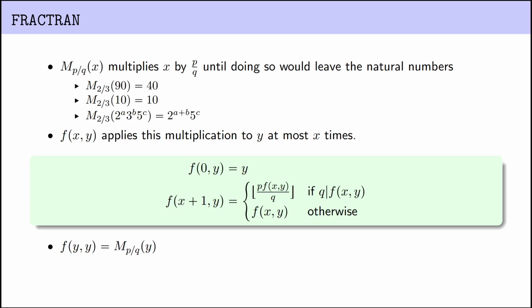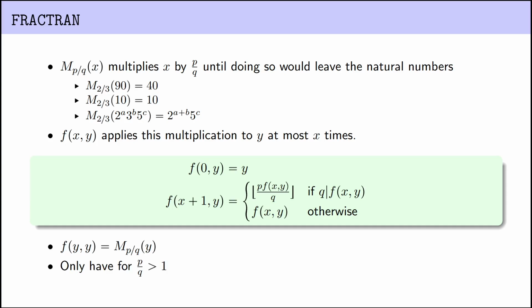So, how many times can we multiply y by p over q? Well, once for every power of q in y. This number is very small, but since we assume q is at least 2, it definitely has to be less than y. This is probably overkill. So, calculating f of y will multiply y by p over q a sufficient number of times. So it'll give us m sub p over q of y.